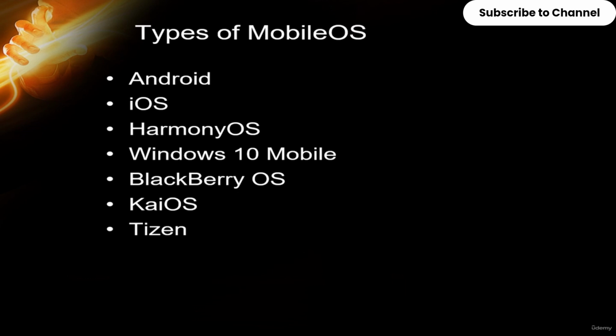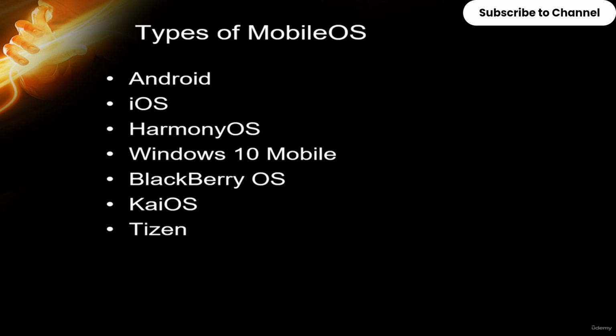The next operating system is BlackBerry OS. It was developed by BlackBerry Limited. It provides strong security features with physical keyboard functionality, and it was popular throughout the world, but it has declined in usage. Next is Sky OS. Sky OS is based on Firefox OS. It provides features for mobile phones and smart capabilities, providing smart experiences on lower-end devices.